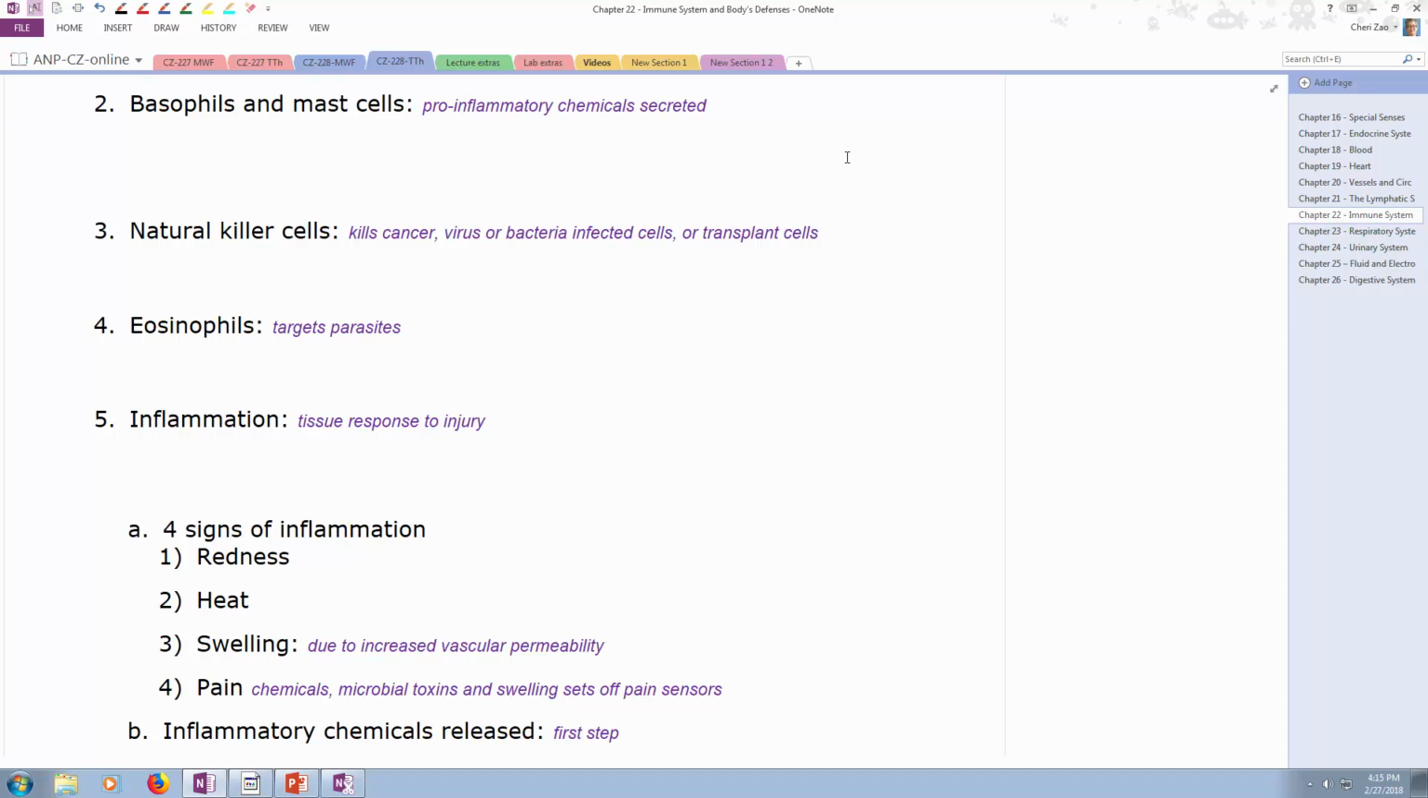They both secrete pro-inflammatory chemicals. And what you have to realize is that these pro-inflammatory chemicals they're actually secreting are histamine and heparin. So histamine and heparin are in the granules. So those big blue granules that you actually see in basophils and mast cells are heparin. Histamine and heparin are designed to increase fluid movement into the area.